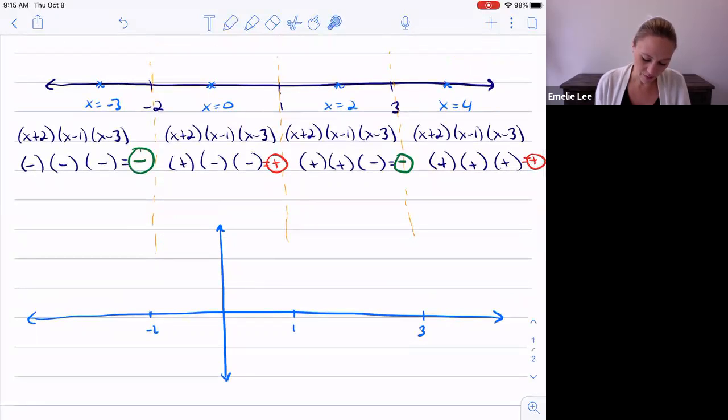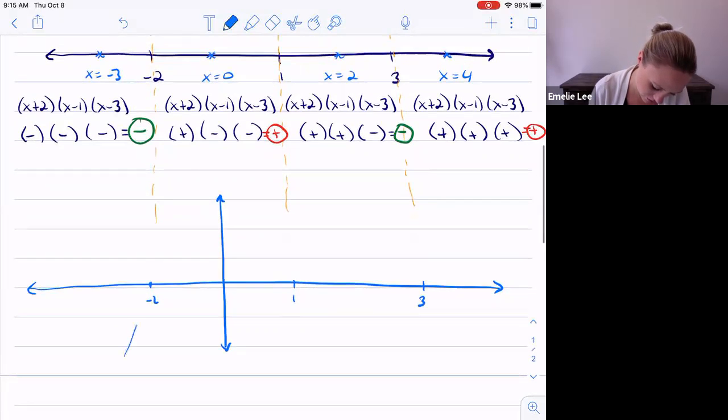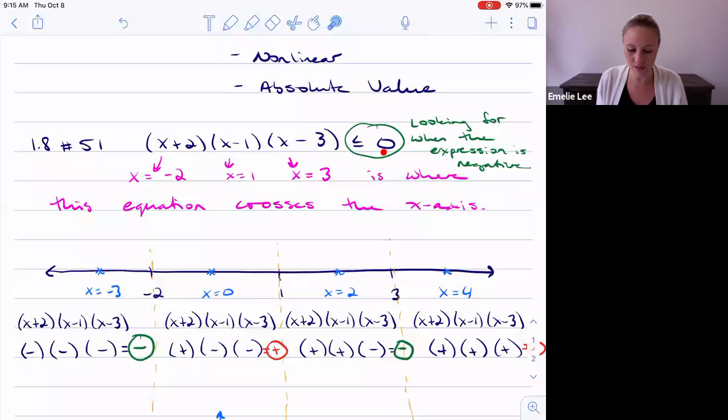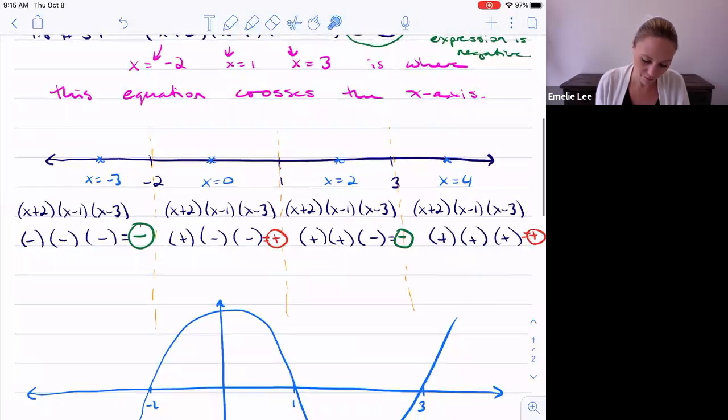Well, if it's negative up to this point, and then it's positive, and then it switches to negative, and then it switches to positive, I might have something that looks like something like that. And so this thing is less than or equal to 0 from -infinity to -2, and then again from 1 to 3.